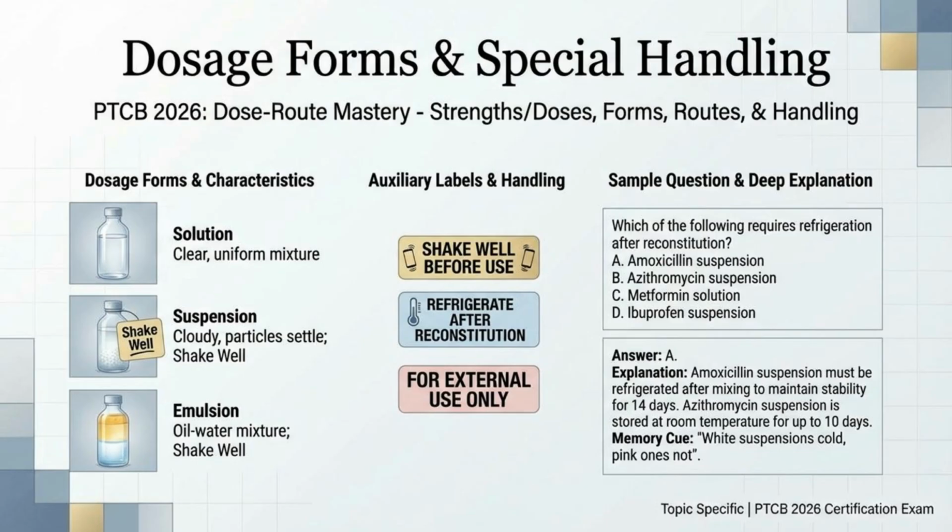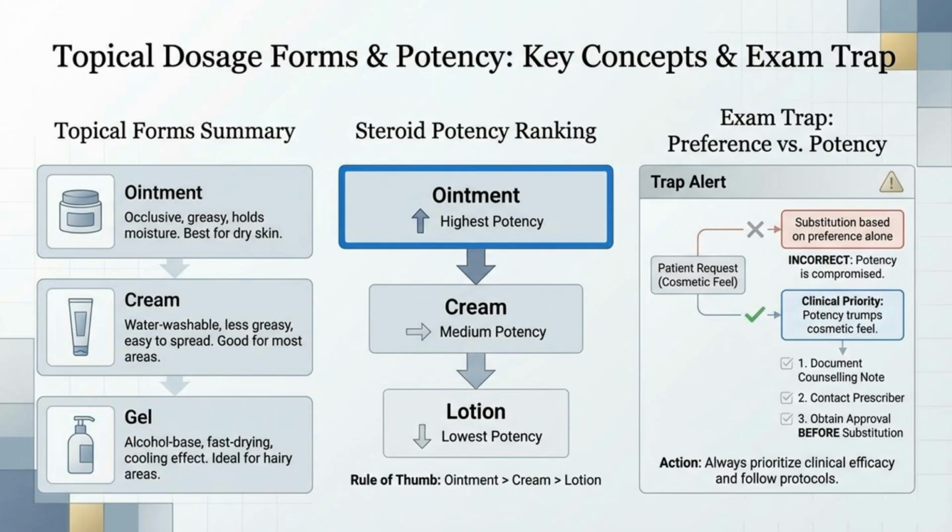Learn auxiliary labels, like refrigerate after reconstitution, as needed for amoxicillin suspension. Topical forms include ointments for dry skin, creams for general use, and gels for hairy areas. The rule of thumb for steroid potency ranking is ointment, then cream, then lotion. Be careful not to substitute based on patient preference alone, as clinical efficacy and potency must be prioritized.